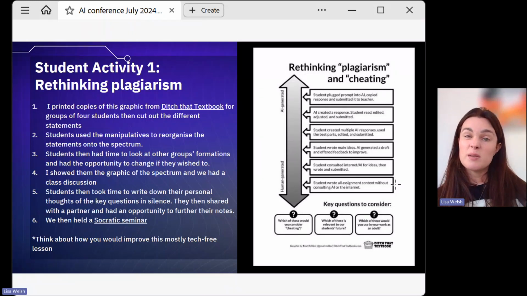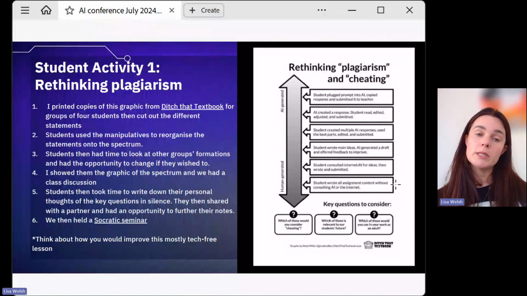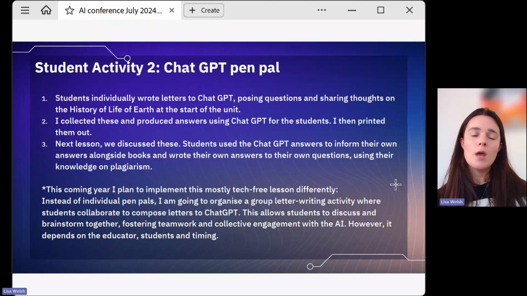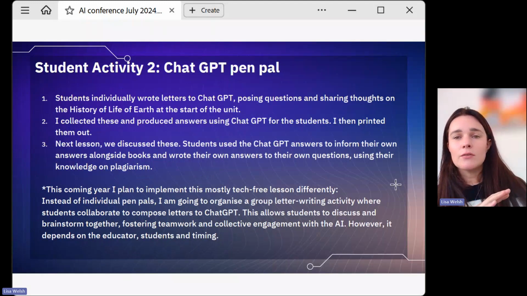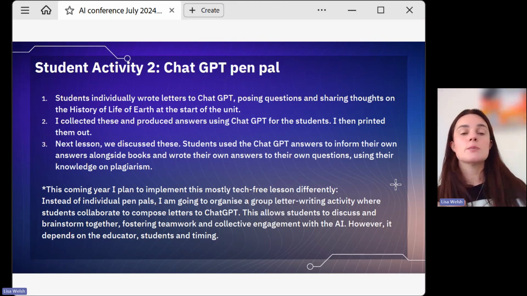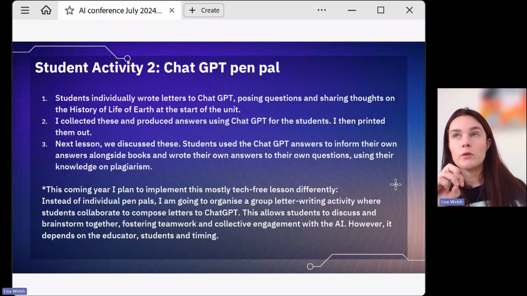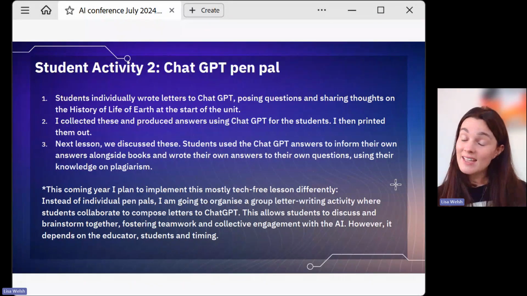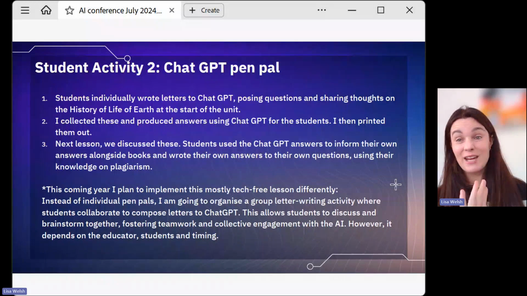It's a pretty straightforward lesson that I hope would be useful for teachers who are hoping to incorporate AI into their lessons this year. The second activity, so that first one, as I mentioned, was done right at the start of the year. This particular one I used with grade 9 at the end of their first unit. So it was the history of life on Earth. Again, this was a completely tech-free lesson.